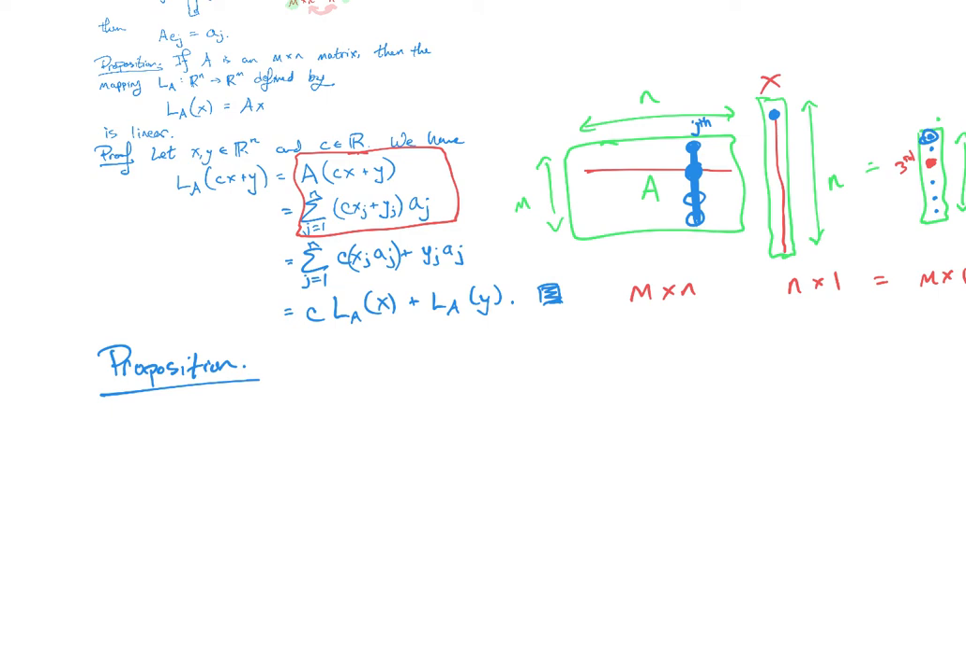Yes, Keshav has a good point. I mean, this way of viewing matrix multiplication as a linear combination of the columns is good for a lot of stuff. I would argue it's good for everything.